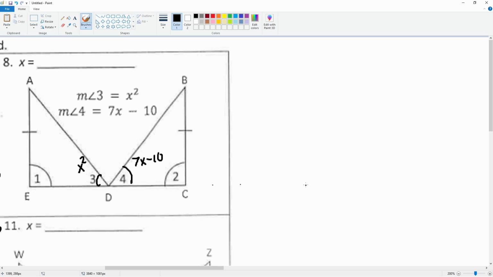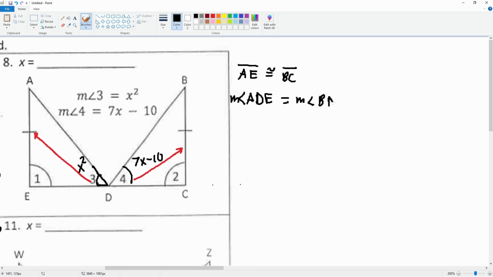Interestingly enough, notice this angle tells you about this opposite side. This angle tells you about this opposite side. You know that AE is congruent to segment BC. So therefore, the measurement of angle ADE has to be equal to the measurement of angle BDC because of that. So x squared is equal to 7x minus 10. You have to be able to solve this.